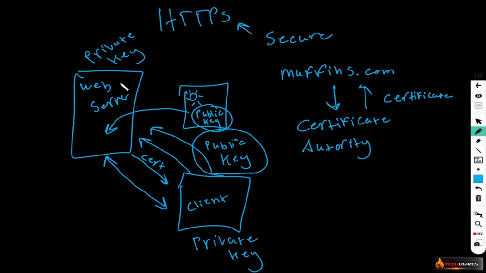And same goes for the web server. So say the web server sends data to the client using the client's public key. The client will then be able to decrypt all of that data using its private key. Okay, so that's pretty much how the rest of the session will work, is you're constantly sending data back and forth that's completely encrypted. And that's how HTTPS works.